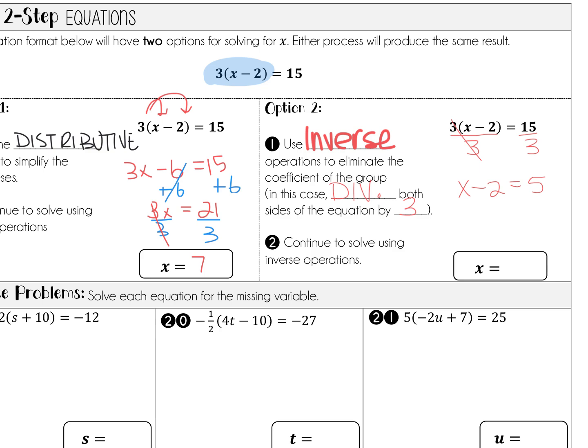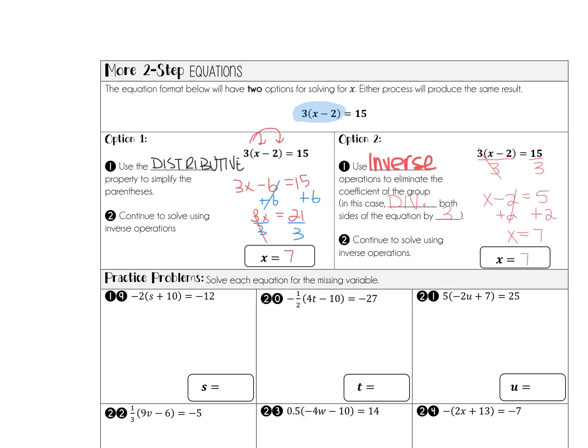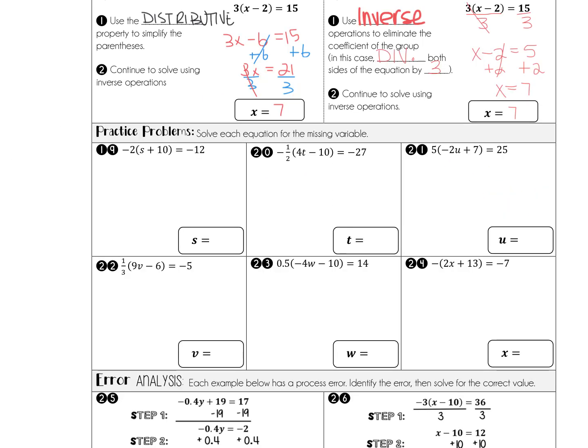And from there, we'll just use our inverse operation of subtraction. We'll add 2 to both sides. And look at that, we end up at x equals 7, which is exactly what we had in option number 1. So either option is fine, whichever one you prefer.